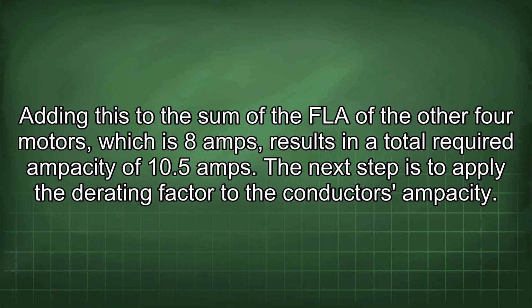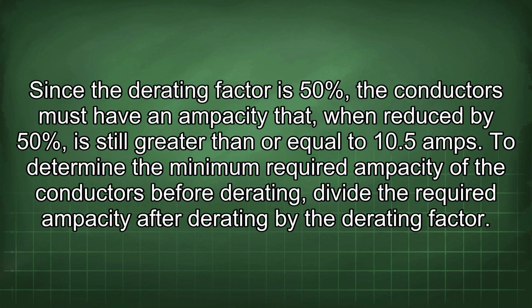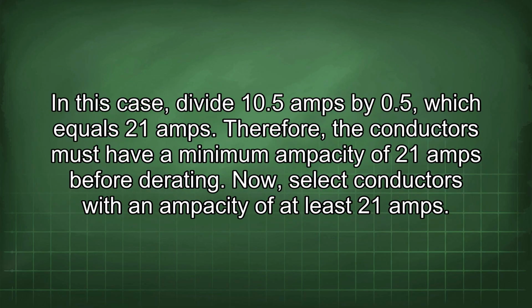The next step is to apply the derating factor to the conductor's ampacity. Since the derating factor is 50%, the conductors must have an ampacity that, when reduced by 50%, is still greater than or equal to 10.5 amps. To determine the minimum required ampacity of the conductors before derating, divide the required ampacity after derating by the derating factor. In this case, divide 10.5 amps by 0.5, which equals 21 amps. Therefore, the conductors must have a minimum ampacity of 21 amps before derating.